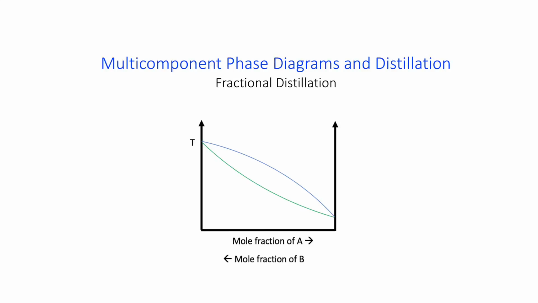Okay, so now we're going to talk about one of the most common applications of these multi-component phase diagrams, these temperature composition diagrams, and that is for distillation purposes. Okay, so we'll talk about the idea of fractional distillation here. You're all pretty familiar with the concept of distillation from your organic chemistry laboratory activities. Okay, so we're going to see how these temperature composition diagrams kind of explain the process of distillation.